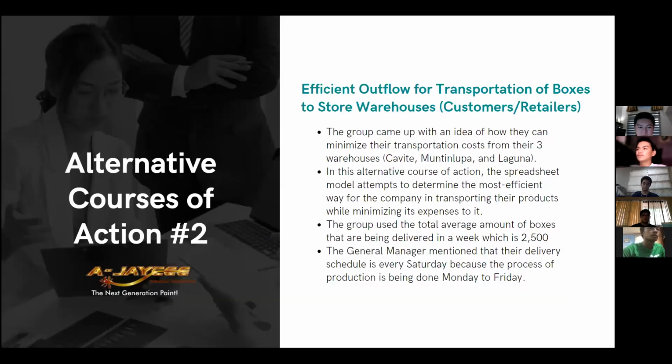For the alternative course of action number 2, it was mentioned in the statement of the problem that the company is struggling in determining how they can be both cost-effective and at the same time satisfy the supplies needed by their consumers or retailers. The group came up with an idea of an efficient outflow for transportation of boxes to their store warehouses because this attempts to determine the most efficient way in transporting their products while minimizing its expenses. The group used the total average amount of boxes that are being delivered in a week, which is 2,500 boxes.